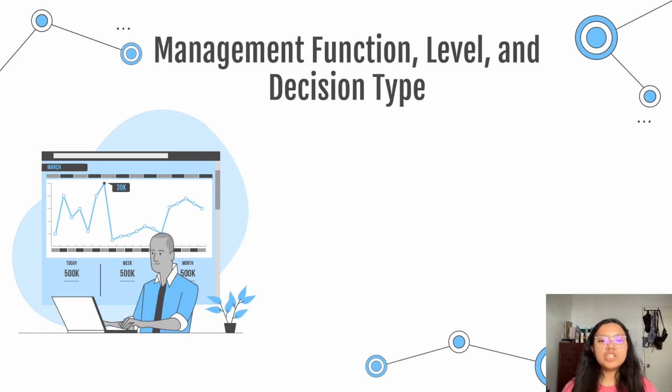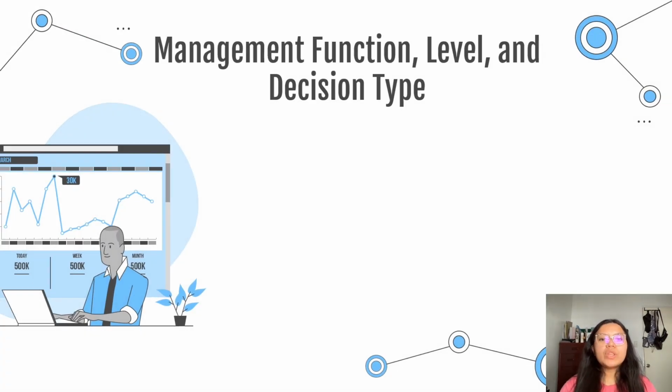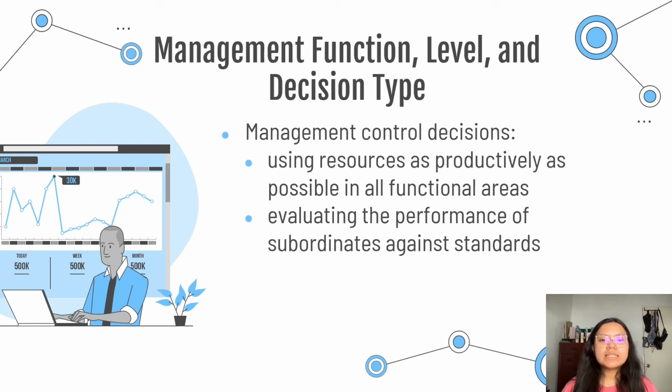Moving to the middle management, tactical planning decisions are subordinate to the strategic decisions and are made by the middle management. These decisions are shorter term, more specific, recurring, have more certain outcomes, and have a lesser impact on the firm than the strategic decisions. Another part of the middle management is the management control decisions, which is deciding on the use of resources as productively as possible in all functional areas, then evaluating the performance of the subordinates against standards.